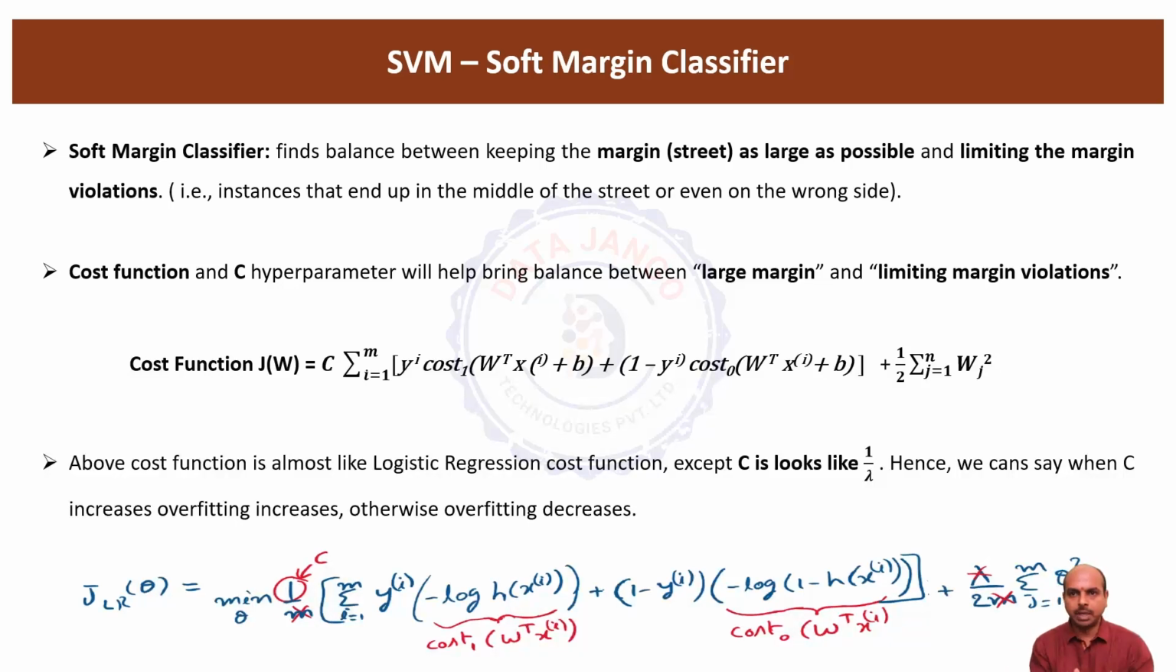We just need to play with the algorithm and make the model the best. So what happens when you increase C? The overfitting increases. What happens when you decrease C? The overfitting decreases. That means overfitting increases means the model will work well on the train set.